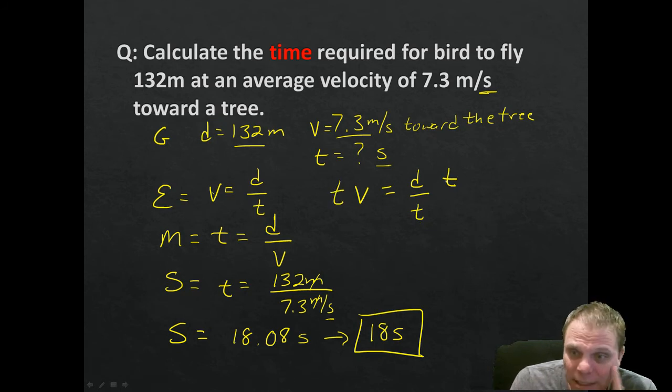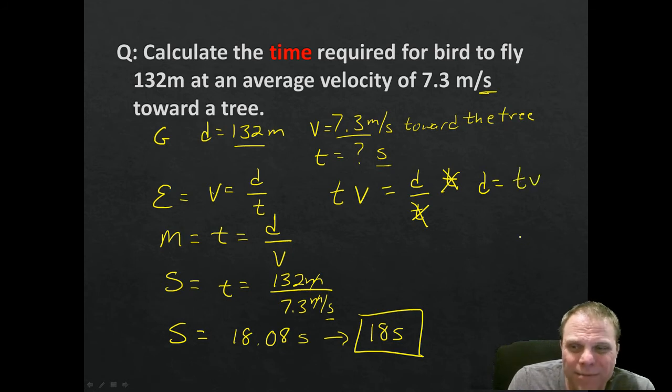So if I multiply this side of my equal sign by T, then I multiply the other side by T. When I do it on this side, it cancels these out. Now I have my formula. If I were to rewrite this, D is equal to TV. Well, I need T to be by itself, so I need to divide both sides by V now.